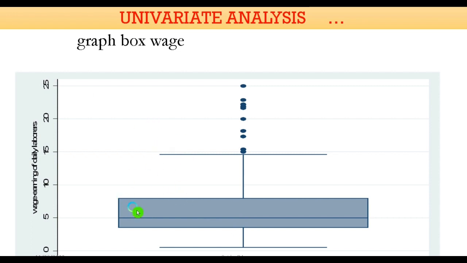You can see this graph. This graph is an example graph box of wage. The vertical line represents the daily wage earnings of workers. Again, the horizontal line represents the distribution. So you can see it's somewhat low level.